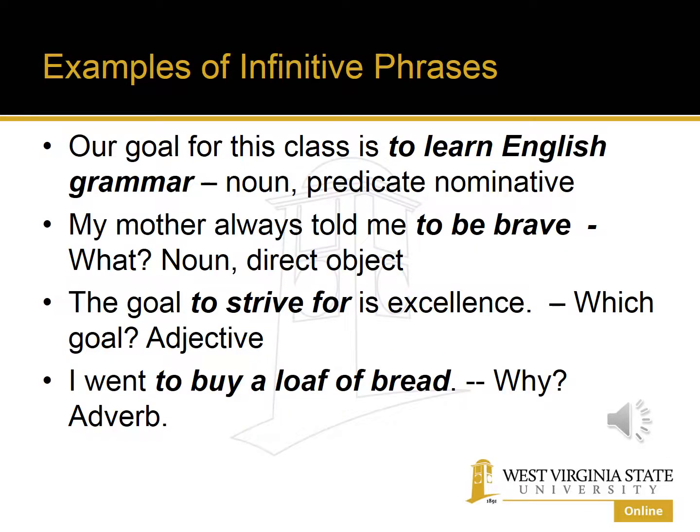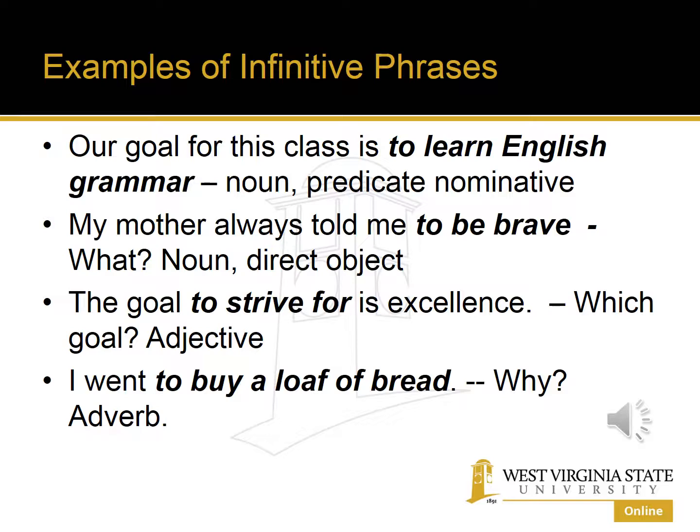So let's look at some examples of infinitive phrases. First one. Our goal for this class is to learn English grammar. Now, the subject of the sentence is goal. The verb of the sentence is. So we have a linking verb. So what does that mean when we have a noun followed by a linking verb? What follows the linking verb has to be either a predicate adjective or a predicate nominative. So our goal for this class is what? What is the goal? The goal is to learn English grammar. That makes the infinitive phrase to learn English grammar a noun. Therefore, it is functioning in the sentence as a predicate nominative.